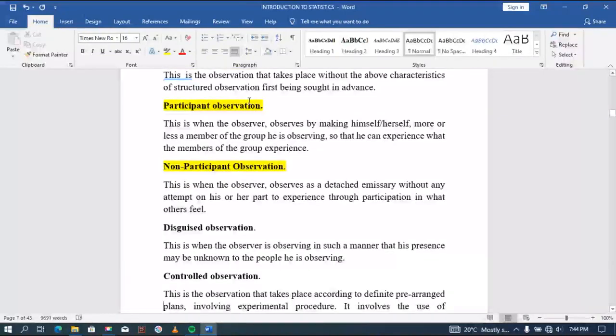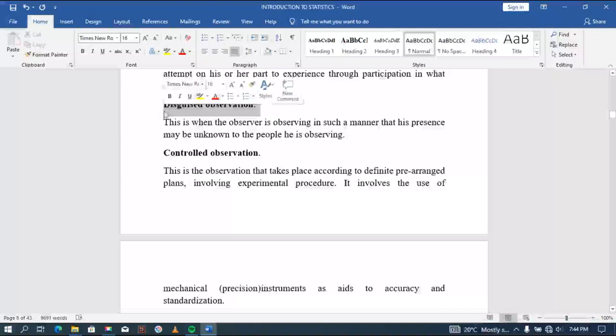Then we have disguised observation. This is when the observer is observing in such a manner that his presence may be unknown to the people he is observing. So someone makes his observation without the intended group, or the group of interest, having knowledge. Meaning that if he's observing a particular group, that group shouldn't know of his interests or of his activities within that group.